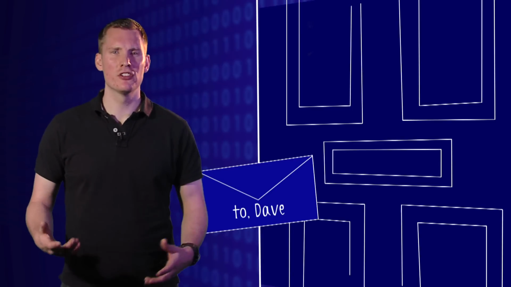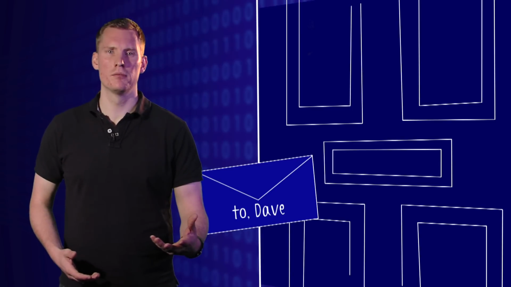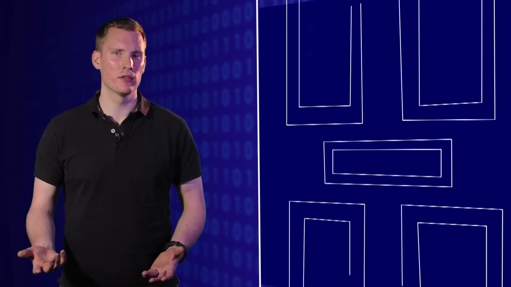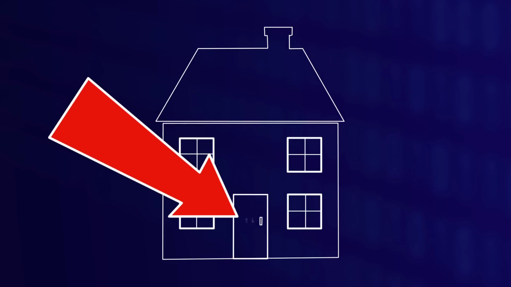So how does the information know where to go? IP addresses and MAC addresses. Large networks can have hundreds and thousands of devices connected to them. So when you send a Word document to your friend Dave, how does the network know which is Dave's computer? Every device on the network has a unique address called an Internet Protocol or IP address. This works just like the address for your house.